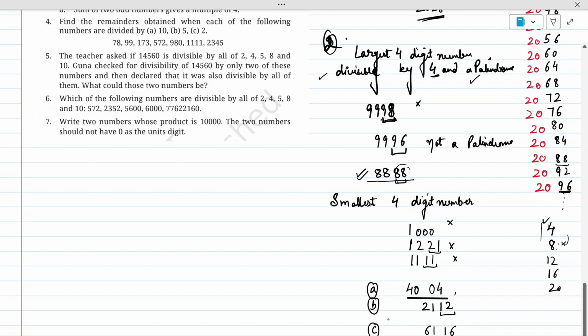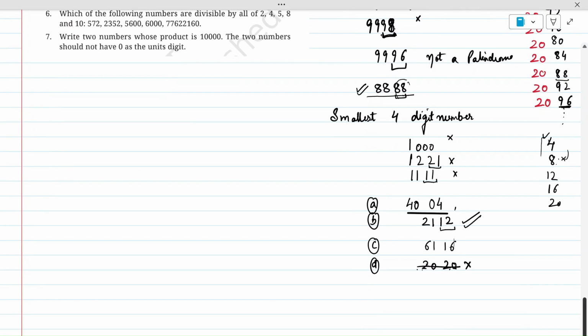So I am left with 3 numbers now: 4004, 2112, 6116, and out of these, one number is the smallest. So the smallest number, which is a palindrome and a 4-digit number and divisible by 4, is 2112. This is the smallest number.